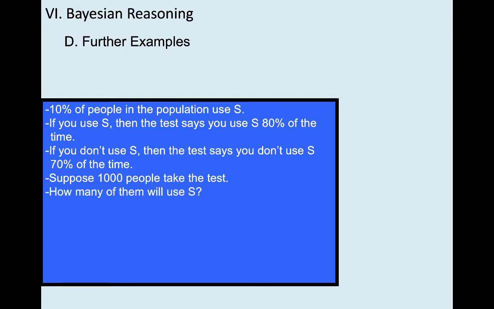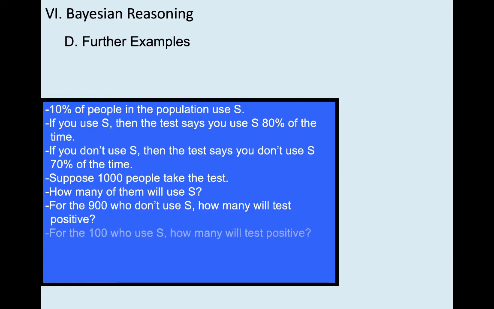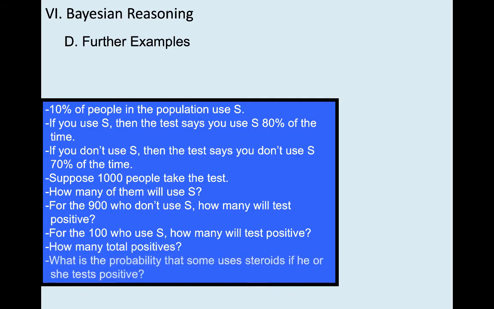Suppose 1,000 people take the test. How many of them are going to be users? Well, for the 900 who don't use, remember 10% of people use, which means in a population of 1,000, assuming it's representative, 900 are not users. So how many of those 900 are going to test positive? Then we ask, for the 100 who are users, how many of them will test positive? And then we find the total number of positives. And then we compare that total number of positives to the number of positive tests that come from users to give us the odds that someone is a user if that person has tested positive. So let's now go through and do that.